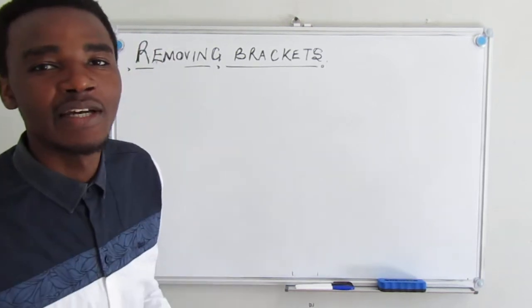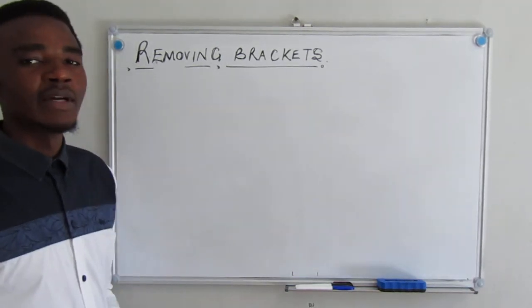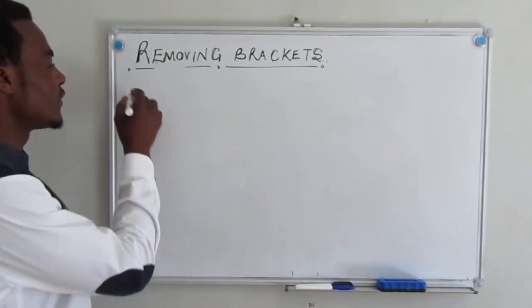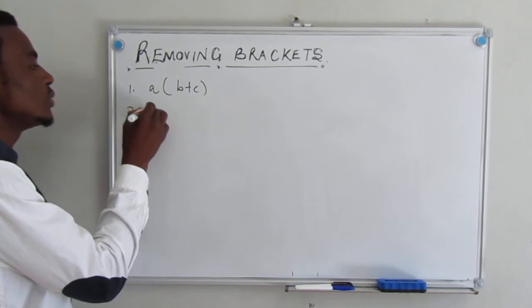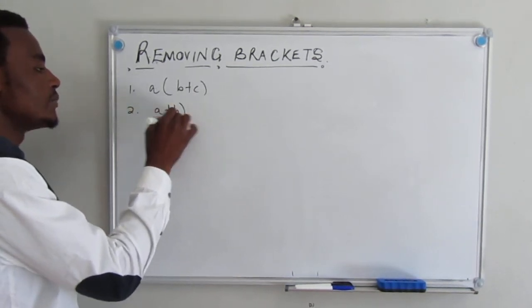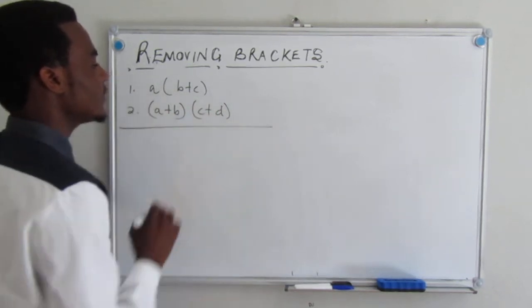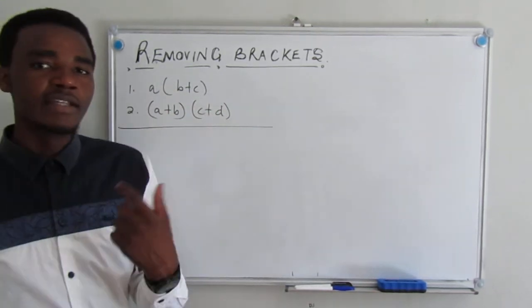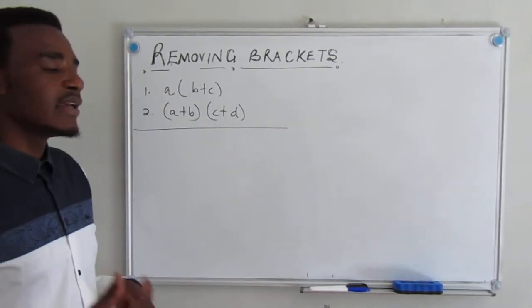Today we are going to look at how brackets are removed. By the end of this topic, one must be able to remove brackets of the form a times (b plus c) to (a plus b) times (c plus d). Let us start by looking at the first situation whereby a term multiplies an expression.